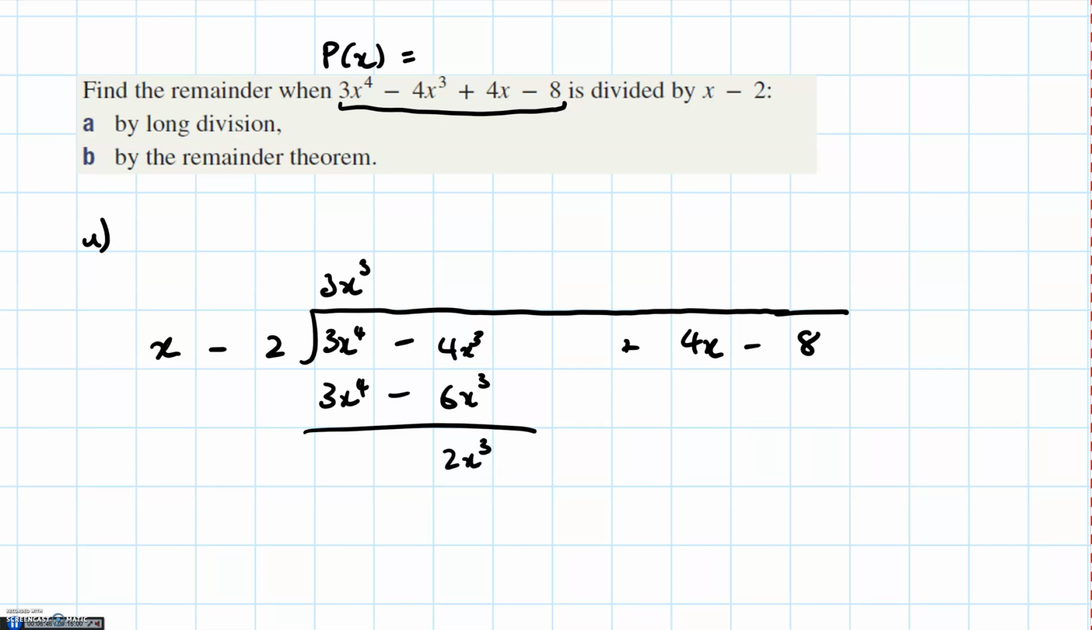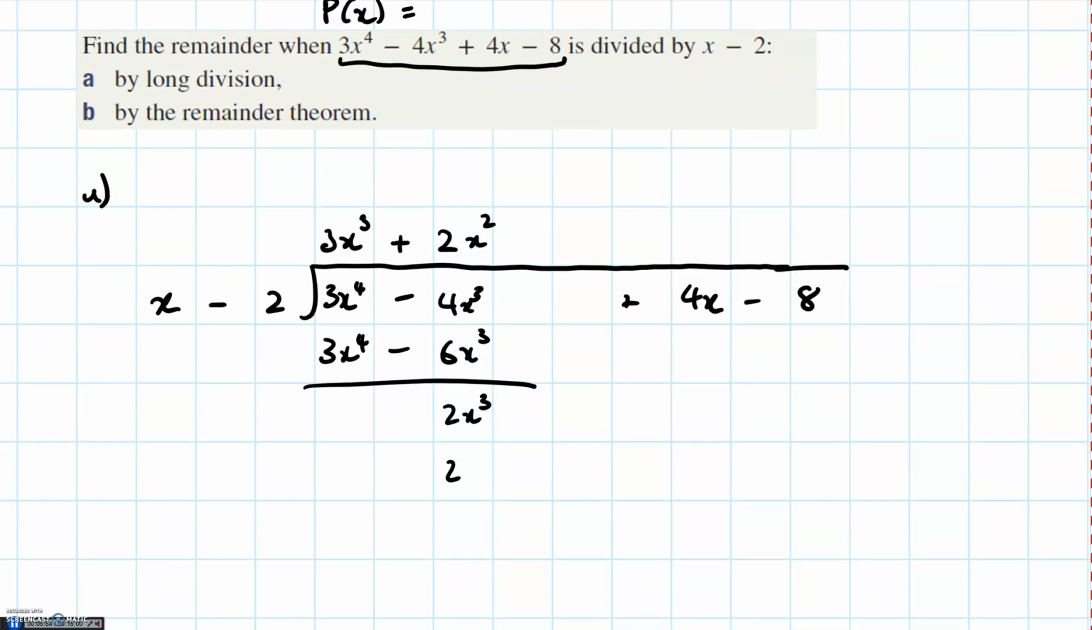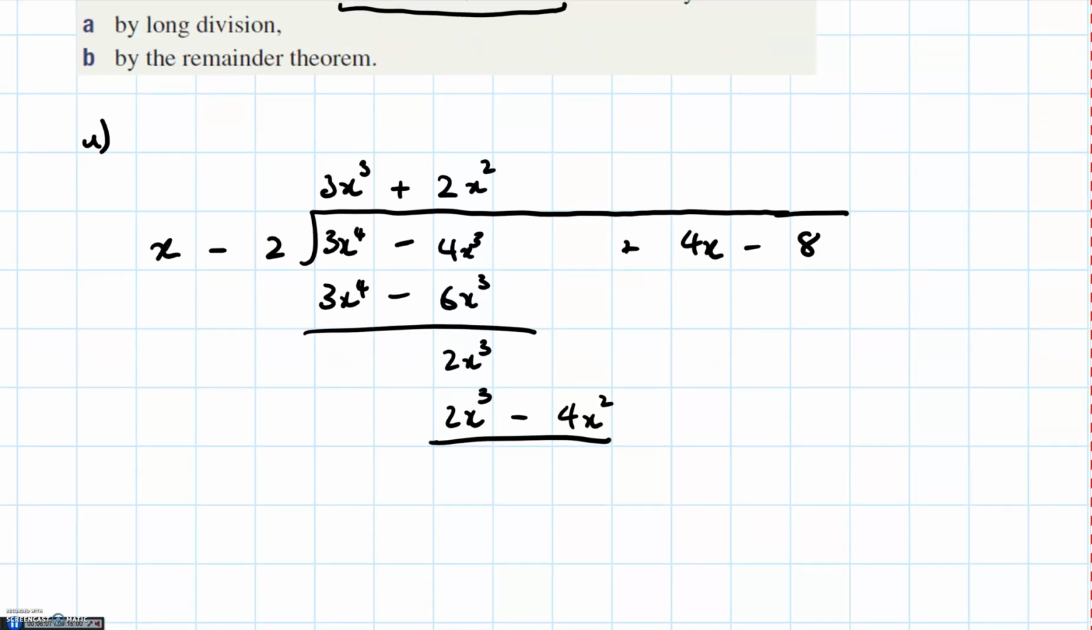There's no term to draw down, so I'm just going to leave a gap there. The next one, x goes into 2x cubed, 2x squared times. So here I'm going to have 2x cubed minus 4x squared, that's when I multiply 2x squared into my divisor. I'm going to subtract, so those 2x cubed cancel. And when I subtract a negative 4x squared, I just get 4x squared.